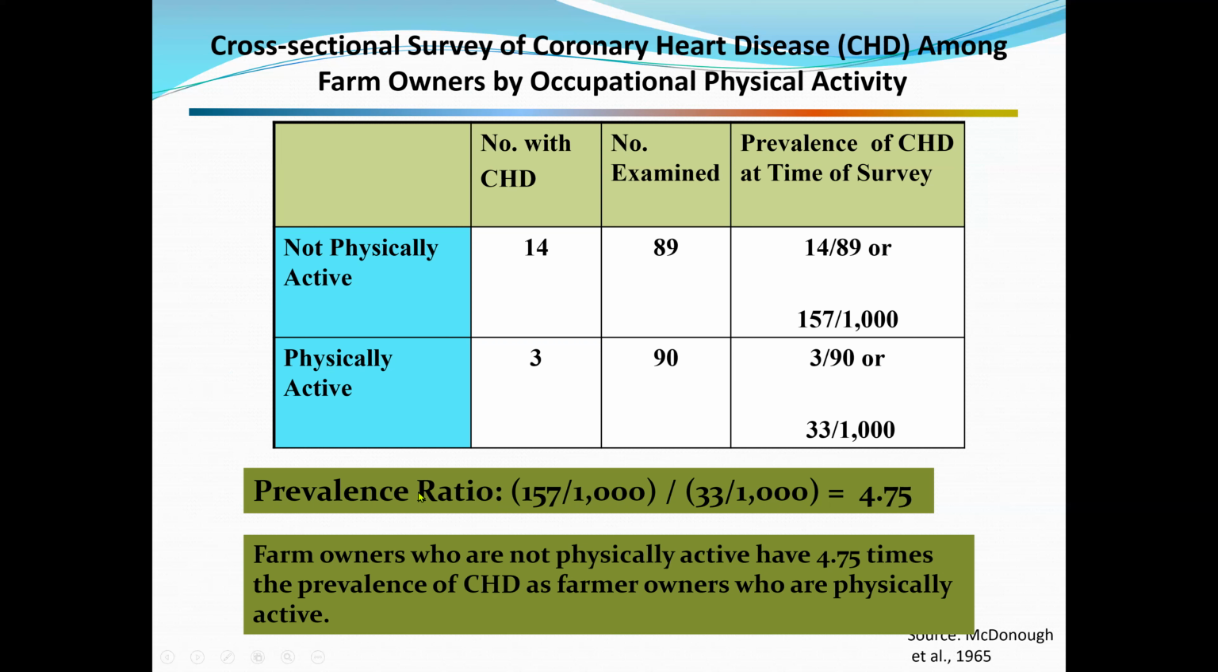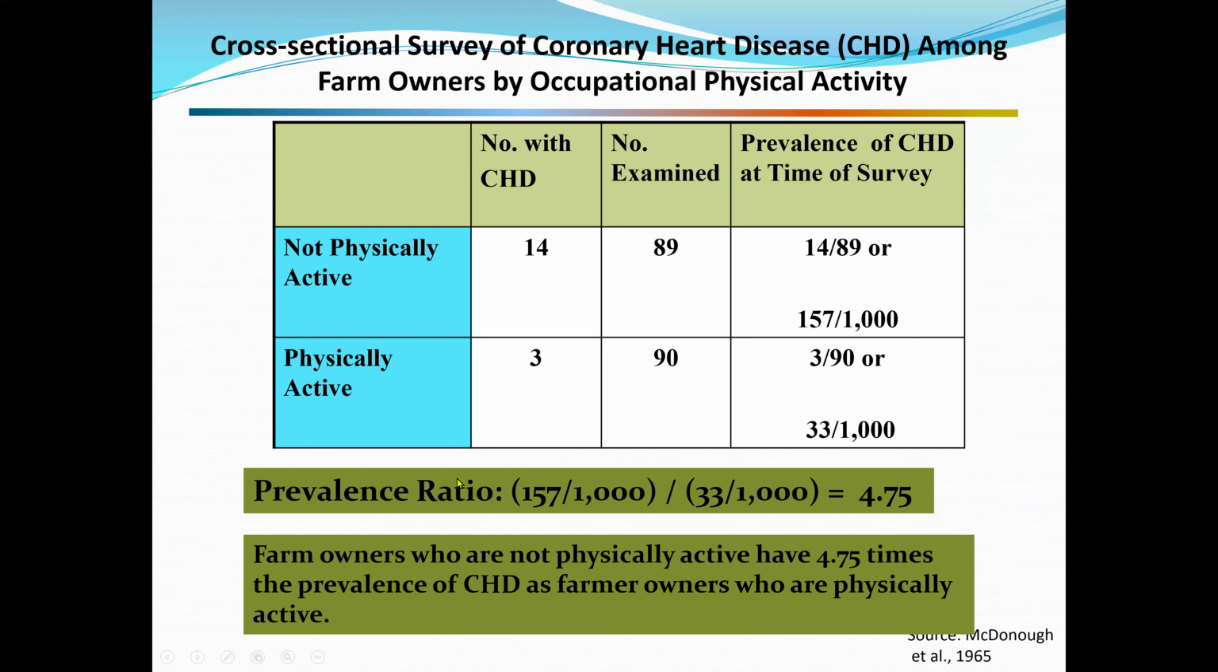To find the prevalence ratio, 14 by 89 is the same as saying 157 per 1,000. Here we are measuring per 1,000 population. So we use 14 by 89 divided by 3 by 90, and we want to measure it as a rate per 1,000.